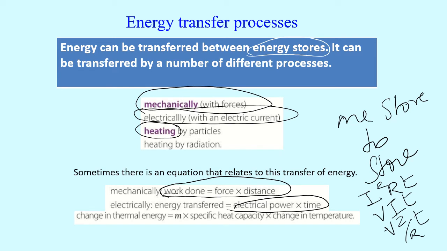And the last one is by heating. This is the equation you have studied in your P1 unit. If you are trying to transfer energy between the stores using heating, then mass times specific heat capacity times change in temperature is the equation you will use. It becomes clearer and easier to understand when you are doing questions related to this.